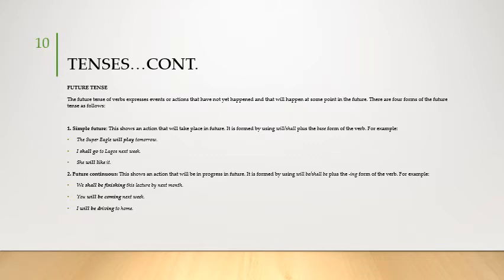Now two, we have future continuous. This shows an action that will be in progress in the future. It is formed by using will be, shall be. We use shall and we use will, but plus be, then followed by the ing form of the verb. We shall be finishing this lecture by next month. Shall be finishing, future continuous.